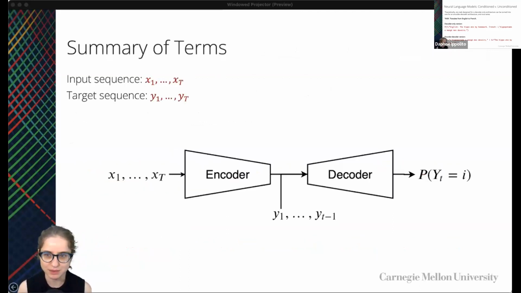Okay, just to summarize the terms that I've talked about so far. We have an input sequence, which throughout this lecture I'm going to refer to using the variable x sub 1 to x sub T. You have a target sequence, which I'll refer to as y sub 1 to y sub T. And you have an encoder that takes the input sequence, and a decoder that takes some representation of the input sequence and the target sequence, and then makes a prediction for the next token in the target sequence. Something I've glossed over so far is what actually are these x sub t and y sub t.